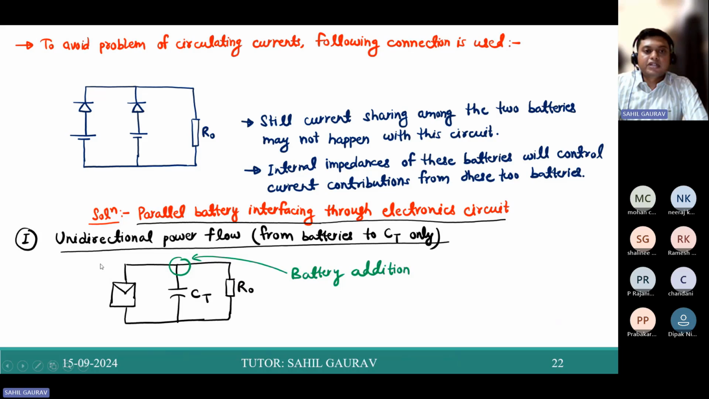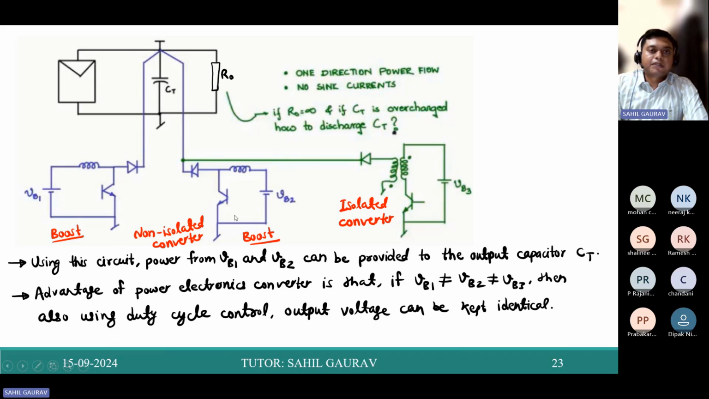So first we will see this unidirectional power flow. That means you are providing the power from the battery to this capacitor or to the load. So here we are connecting the battery. Battery is connected to this node. So let us see this first case, the unidirectional power flow.